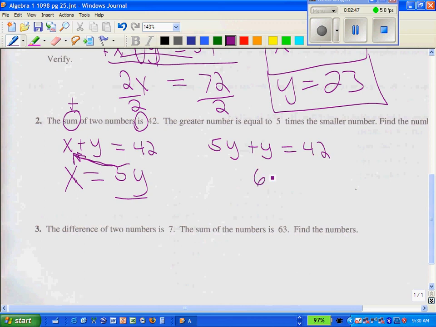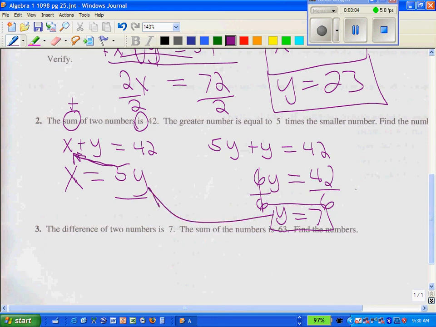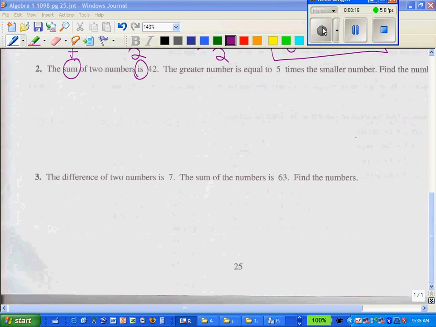5y plus y is 6y equals 42. And we divide both sides by the coefficient of y. We get y equals 7, because 42 divided by 6 equals 7. Then we plug what y equals back over here. And that's 5 times 7. So x equals 35. 5 times 7 is 35. So our answers are x is 35, y is 7. Those are the two numbers. Okay, let's look at the last problem.